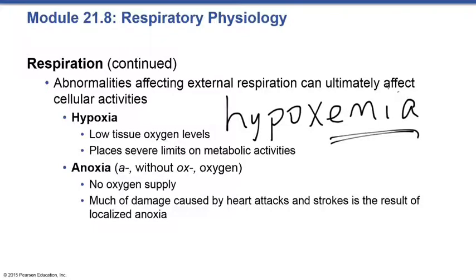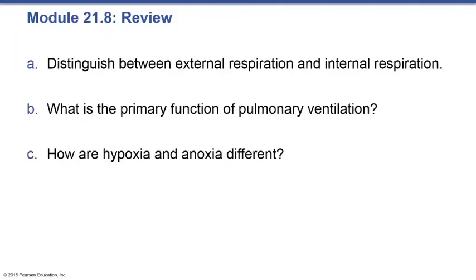Anoxia would be a complete lack of oxygen, and we know that the heart and the brain are not at all able to go without oxygen. So a situation of anoxia can very quickly lead to permanent damage to the heart and/or the brain.